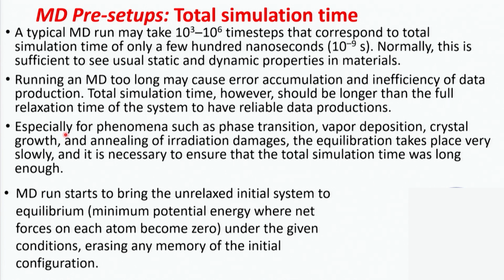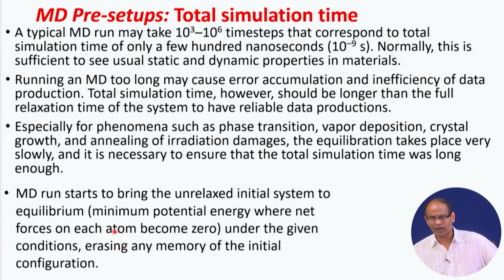Okay, so especially for phenomena such as phase transition, vapor deposition, crystal growth, and annealing of irradiation damage, the equilibration takes place very slowly, and it is necessary to ensure that the total simulation time is long enough. MD runs start to bring the unrelaxed initial system to equilibrium, the minimal potential energy where the net force on each atom becomes 0 under the given condition, thereby erasing the memory of the initial configuration. So the first thing is that we erase the initial memory. For that, we essentially go first for the equilibration or relaxation step, and then the actual MD run. From there we calculate the properties.